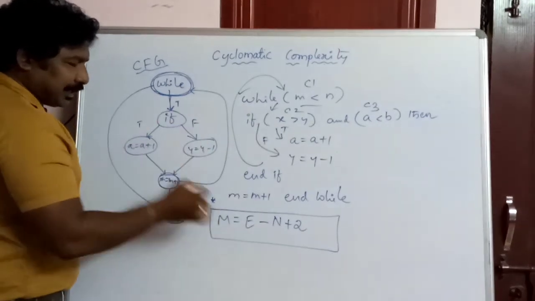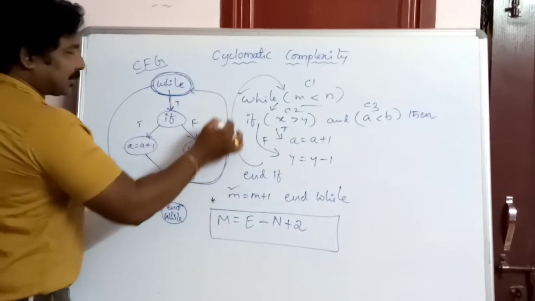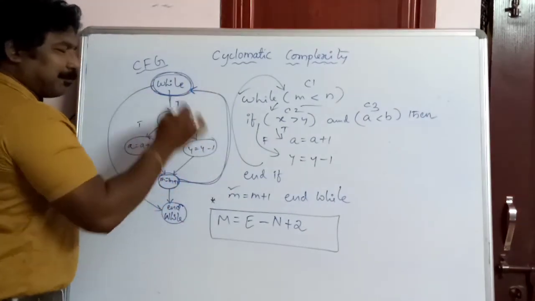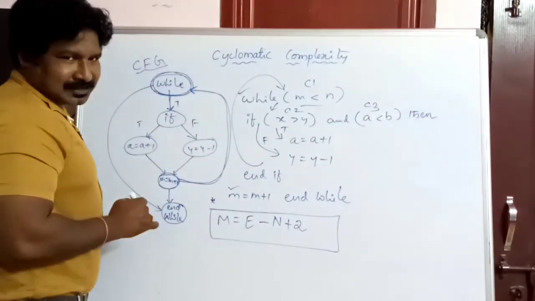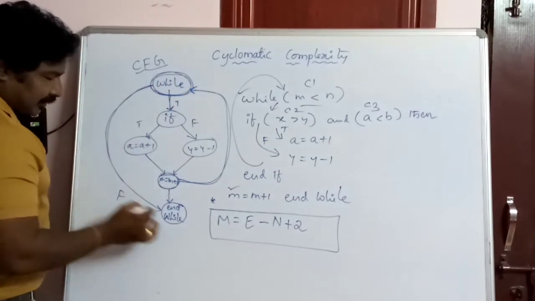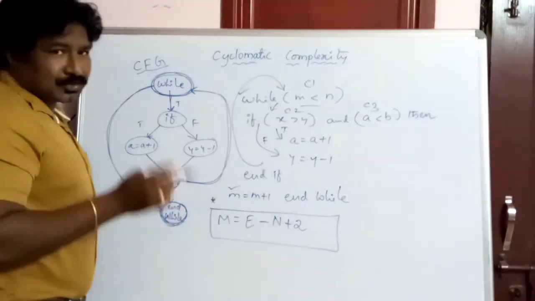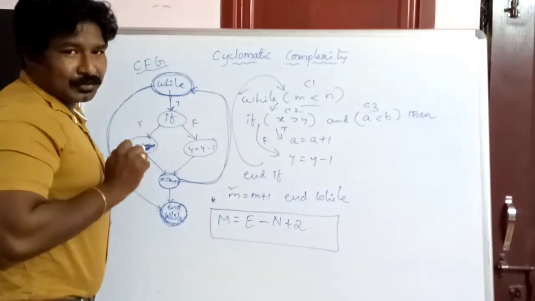Either of these will bring you here. Then I go back to the while condition. This will be repeated until my while becomes false. When my while becomes false, I'll come here. So this is the end of the while. Friends, the end of the while should also be represented with a node.